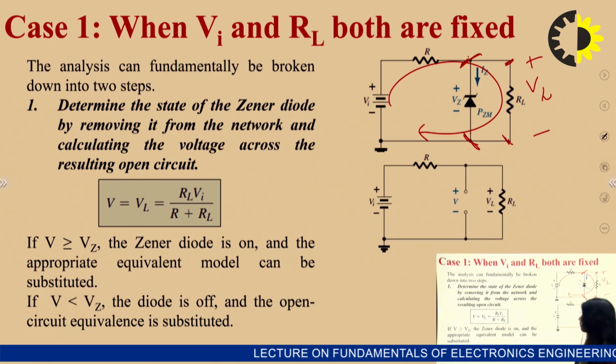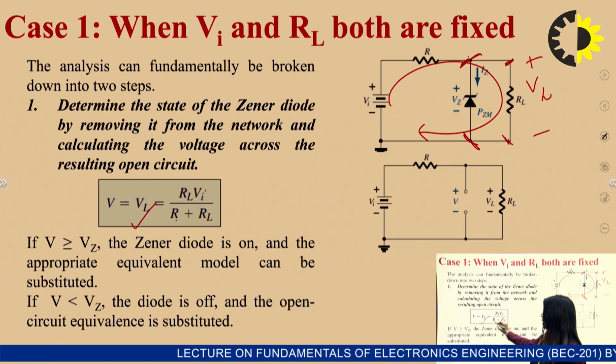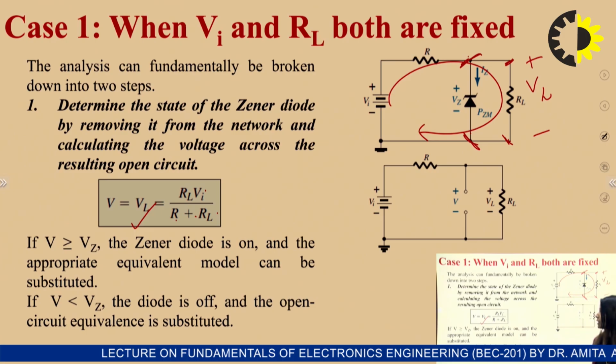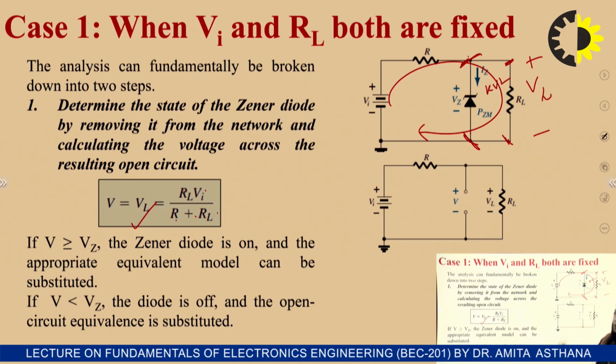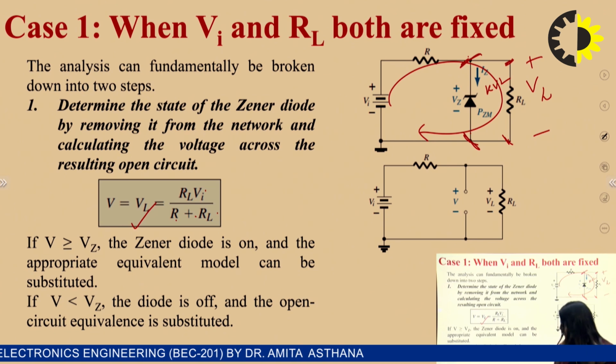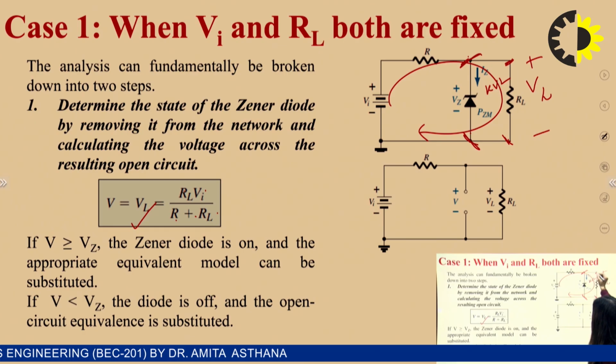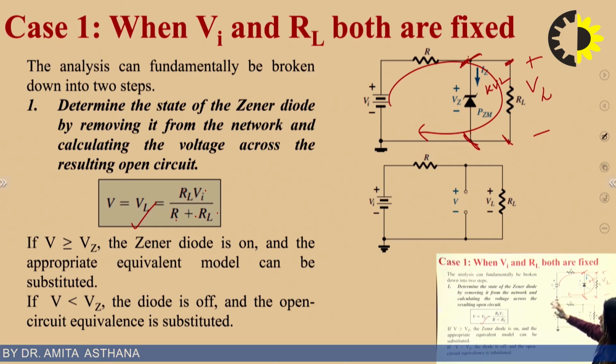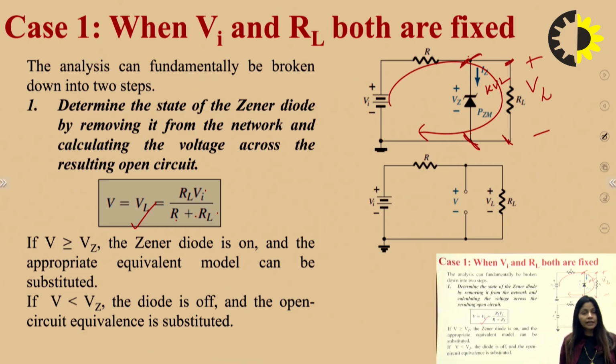I will get VL is equal to RL VI upon R plus RL. This I can find out by applying Kirchhoff voltage law to the outer loop. You can derive it yourself. If VL is greater than Vz, then the Zener diode is on. That means it has been converted into a battery of Vz with reverse polarity, right?